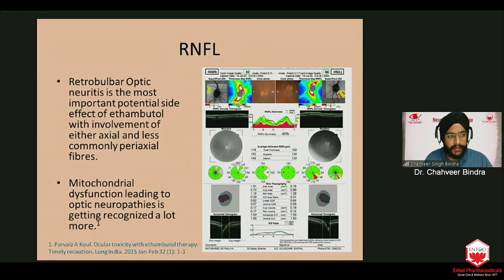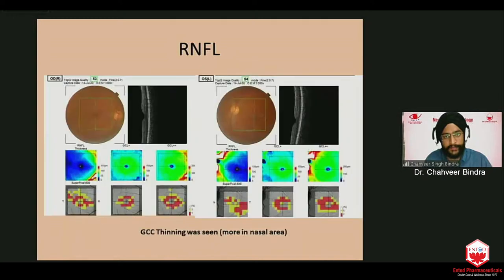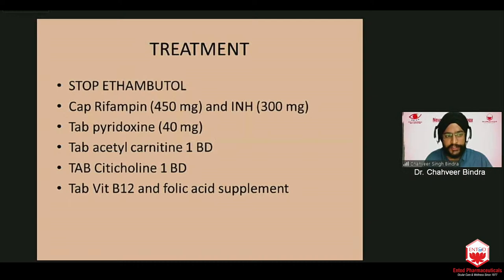Retrobulbar neuritis, optic neuritis, is the most important potential side effect of ethambutol, with involvement of the axial and, less commonly, the periaxial fibers. Also, mitochondrial dysfunction leading to optic neuropathies is getting recognized a lot more. The patient's GCIPL was also done and we could see ganglion cell complex thinning, which was more in the nasal area. The patient was treated for the same.